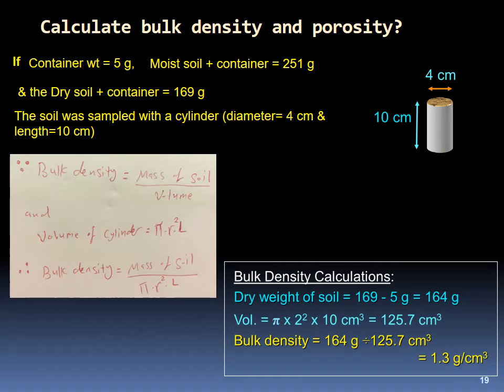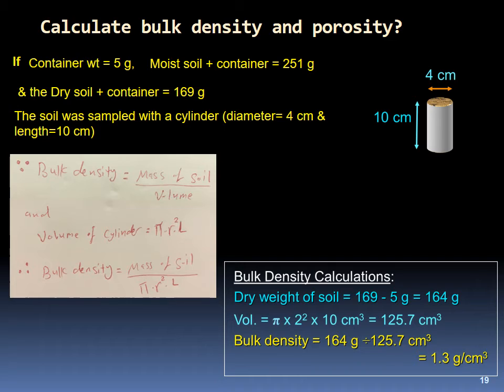After you weigh the soil before drying, the mass of the container you used was 5 grams, and the mass of the soil with the container was 251 grams. Then after drying it, as you saw in the video, you have to dry the soil to get the bulk density. You got the mass of the dry soil and the container, 169 grams. So how would you calculate the bulk density, and how would you calculate the porosity?